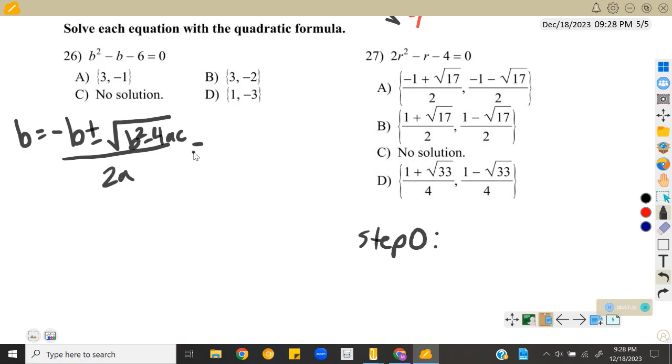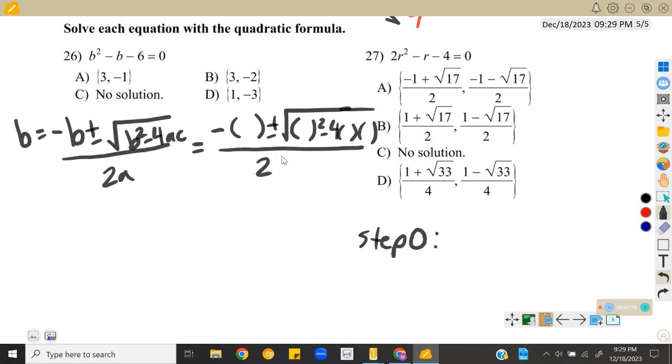Then I taught you to put the equal sign and change these into a bunch of blank parentheses, and all of that goes underneath the square root. And then we have 2a, another blank parenthesis. So what numbers go in here? In this case, we have to realize that our a represents the coefficient of the quadratic term, and that's 1. B represents the coefficient of the linear term, and that's 1. And c represents negative 6.